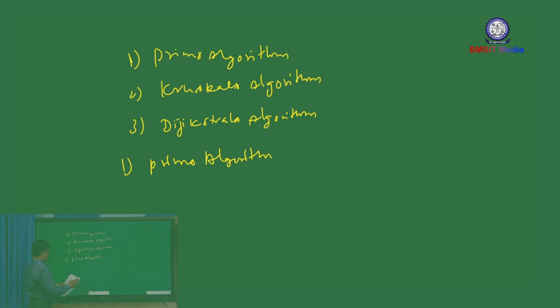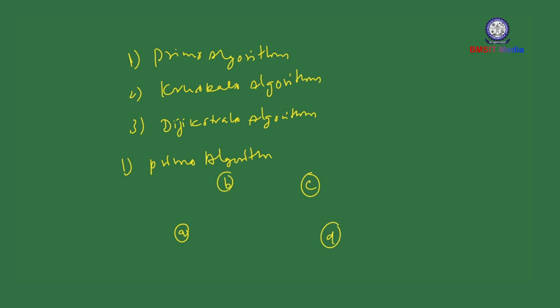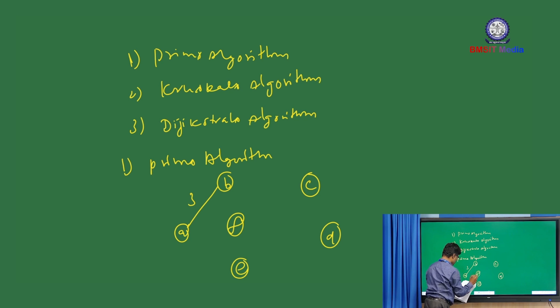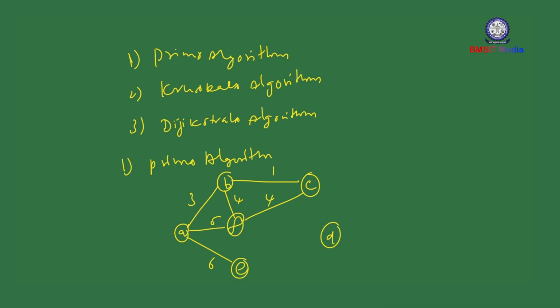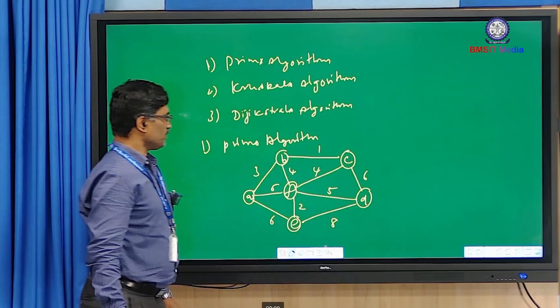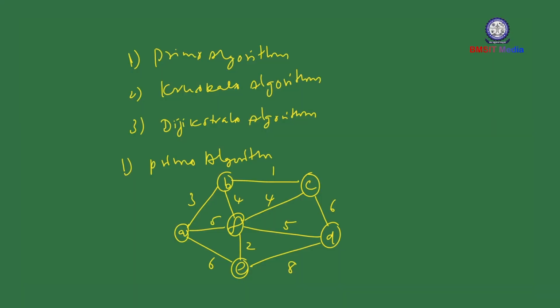First I will write the problem. The vertices are A, B, C, D, E, F. A to B 3, A to F 5, A to E 6, B to C 1, B to F 4, C to F 4, F to D 5, C to D 6, E to D 8, and finally F to E 2. So this is the problem. Using Prim's algorithm we will solve how it works.